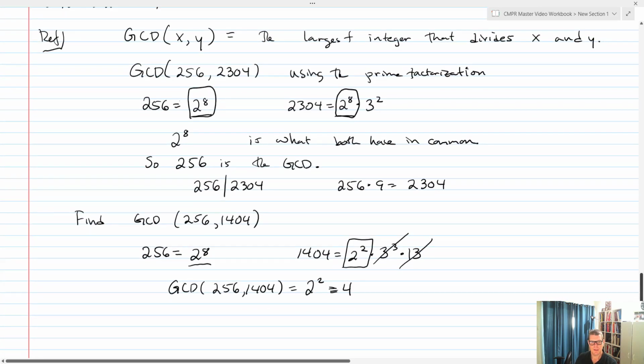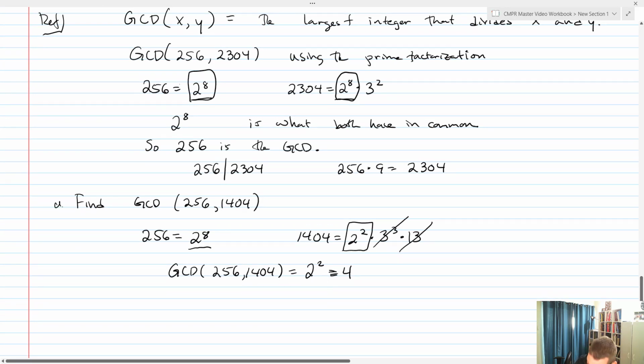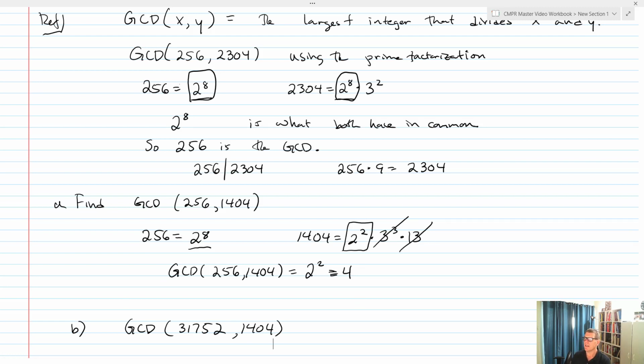Okay? So now, let's try the last one. You do the last one on your own. It's B, and it's going to be find the GCD of 31752 and 1404. So go ahead, pause, and find that GCD. What you'll need to do is show the work that you used to do the prime factorization, and then I'll give you the answer at the end.